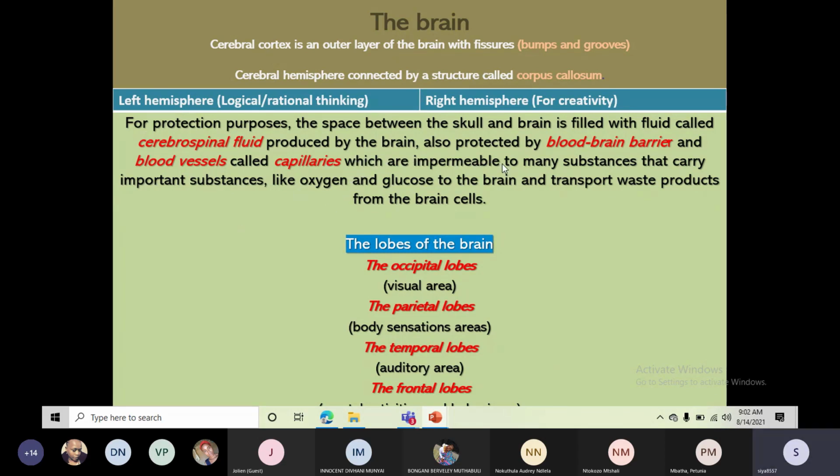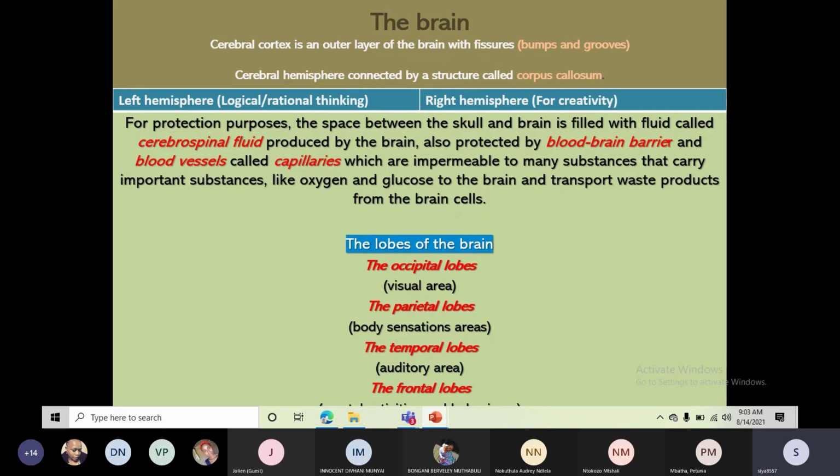Capillaries are permeable to many substances that carry important substances. So they allow transportation of many substances. They allow oxygen and glucose to the brain, and transport out waste products. So that's the purpose of the capillaries. They are permeable to important substances.